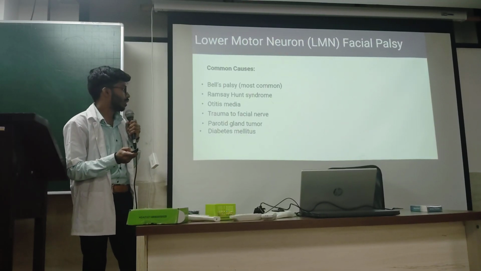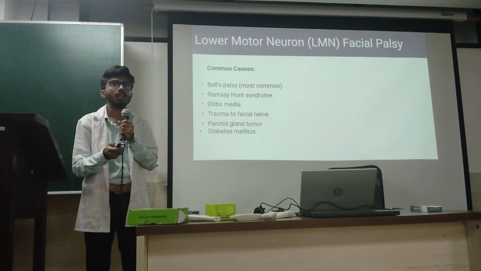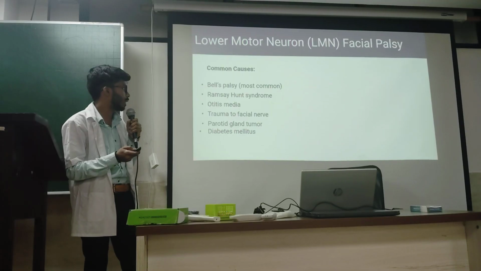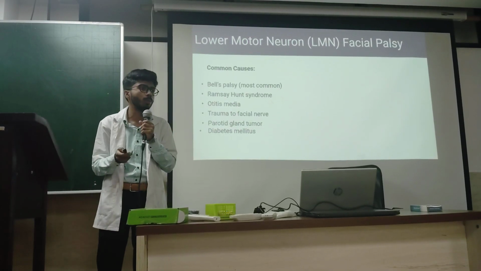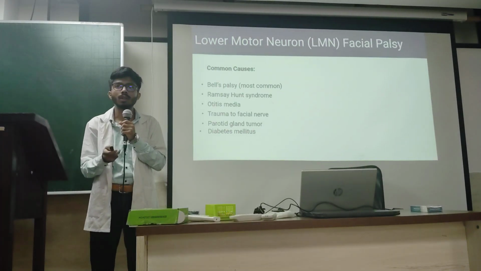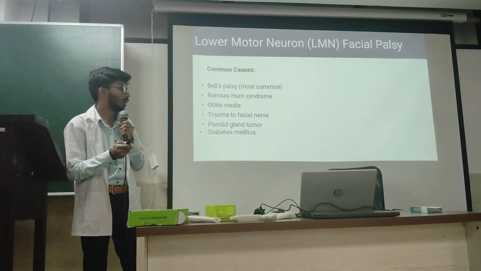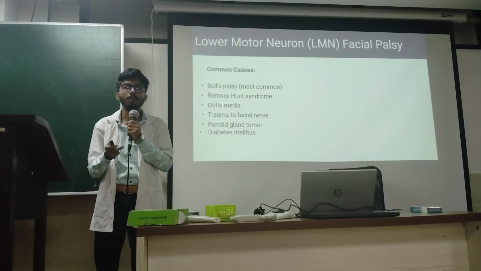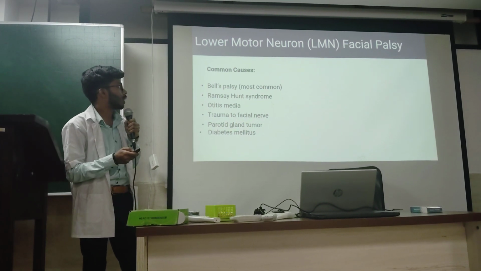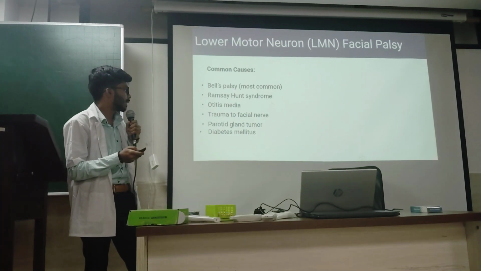Next is trauma to the facial nerve. If any accident occurs, or if the temporal bone is fractured, trauma occurs to the facial nerve. Then parotid gland tumor. The facial nerve passes through the parotid gland, but it does not supply the parotid gland. If any tumor occurs there, which compresses the facial nerve, the lower motor neuron pathway is affected. Last is diabetes mellitus.